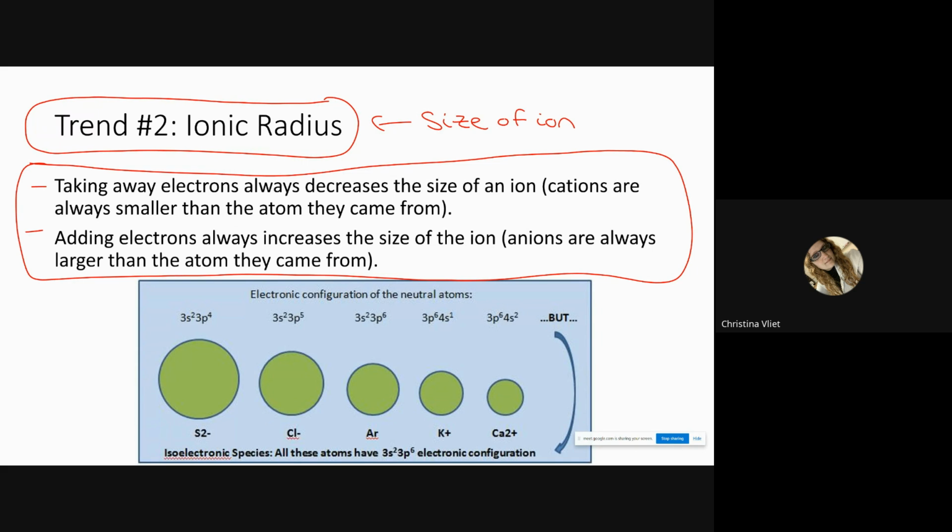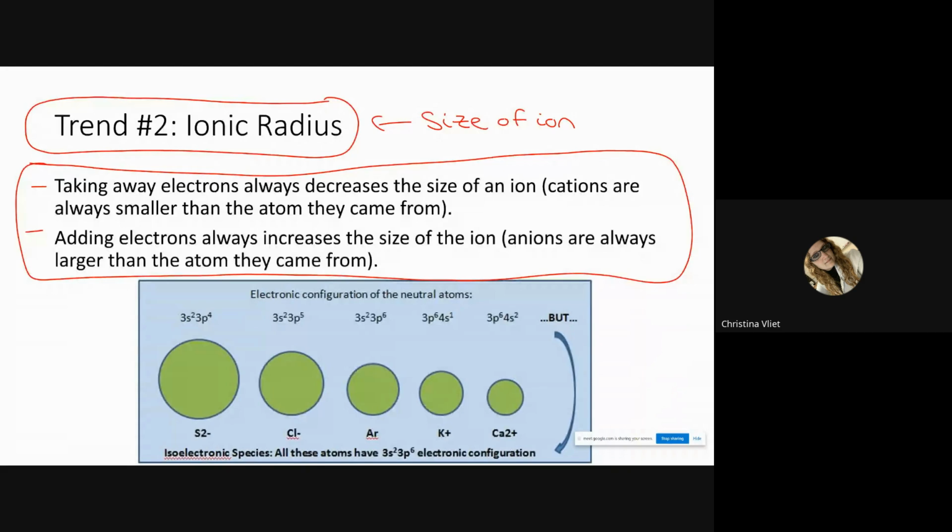So it turns out, if electrons are taken away from atoms, this will decrease their size. Cations are always smaller than the atom they came from. However, when we add electrons, this will actually increase the size of the ion in comparison to the atom they came from. And I'm going to explain why. But this is trend number 2: size of the ion versus size of the atom.